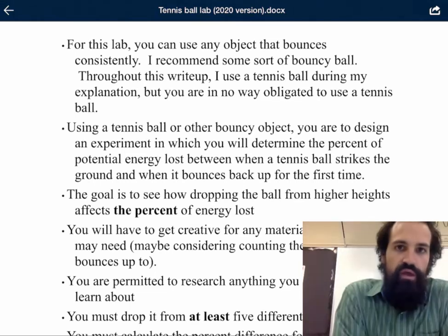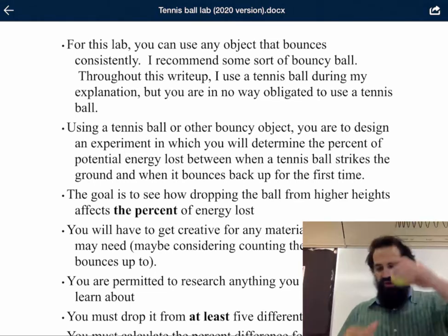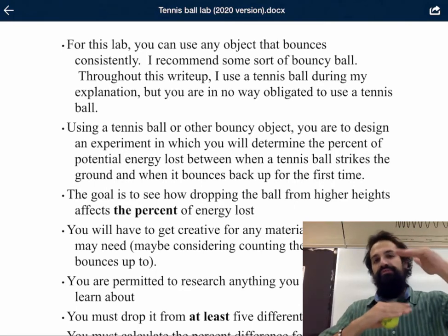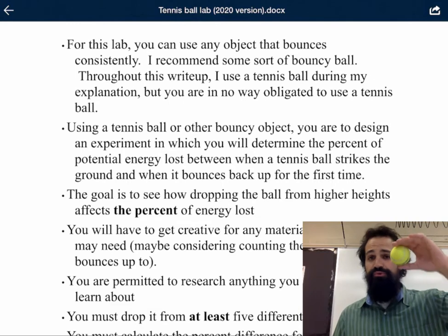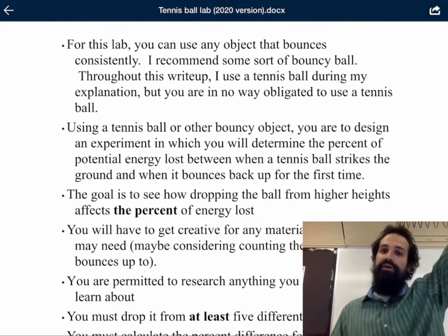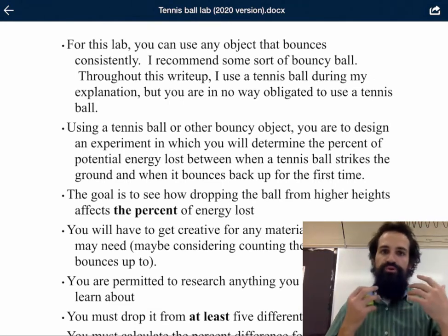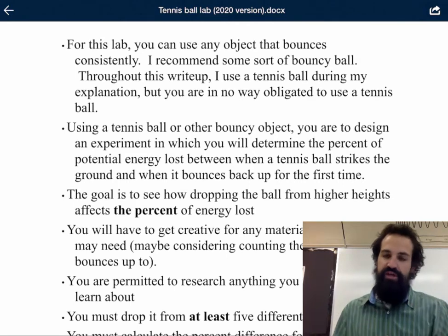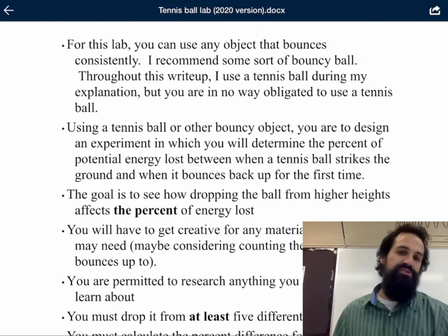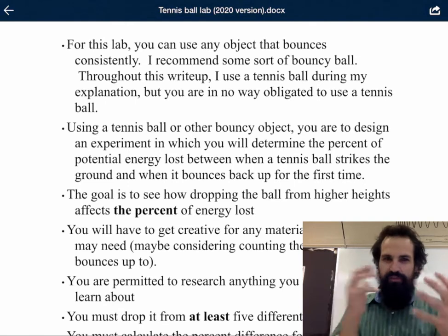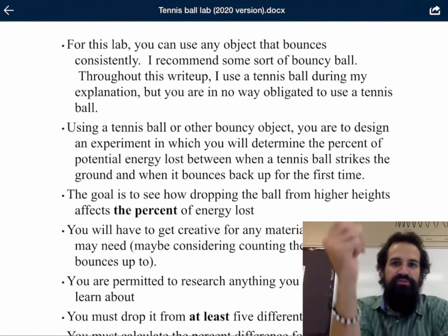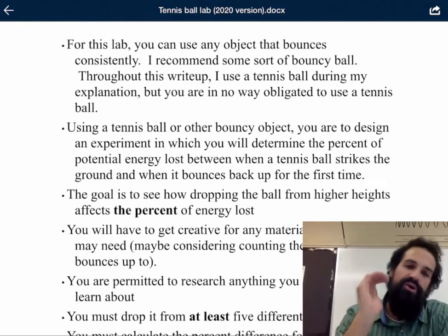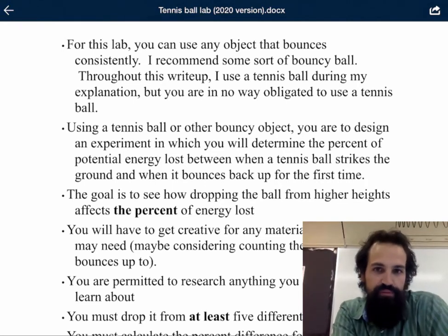And your goal is, if I drop it from this height, let's say I lose 50% of the energy. Your ultimate goal for the lab is if you drop it from higher and higher heights, will you lose more energy, less energy, or the same percentage of energy? So kind of keep that in mind as we're going through this. So you're going to have to design an experiment to do that, and I'll kind of walk you through it since this is the first one.